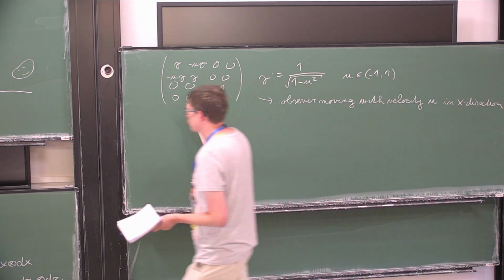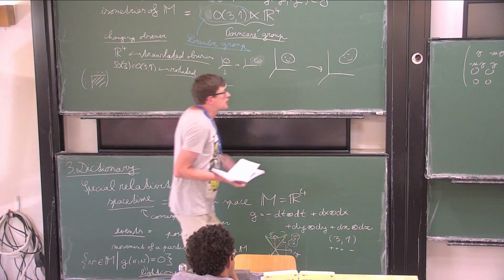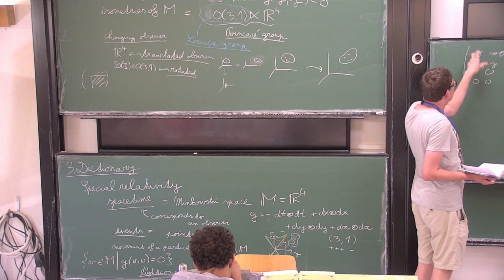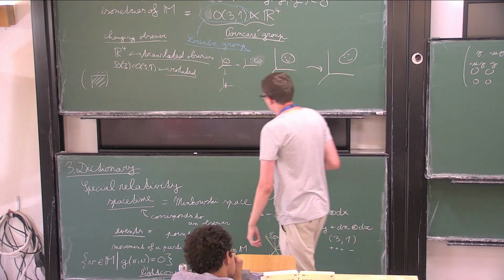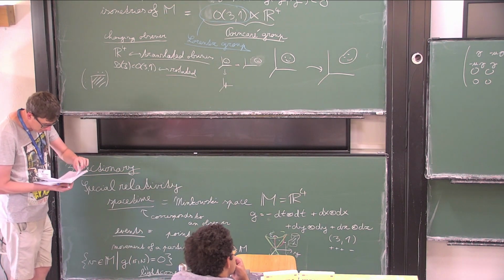Okay, so this is where special relativity becomes interesting: once you have an observer that starts moving, then time and space become mingled between themselves, and stuff happens. That's the end of the explanation.